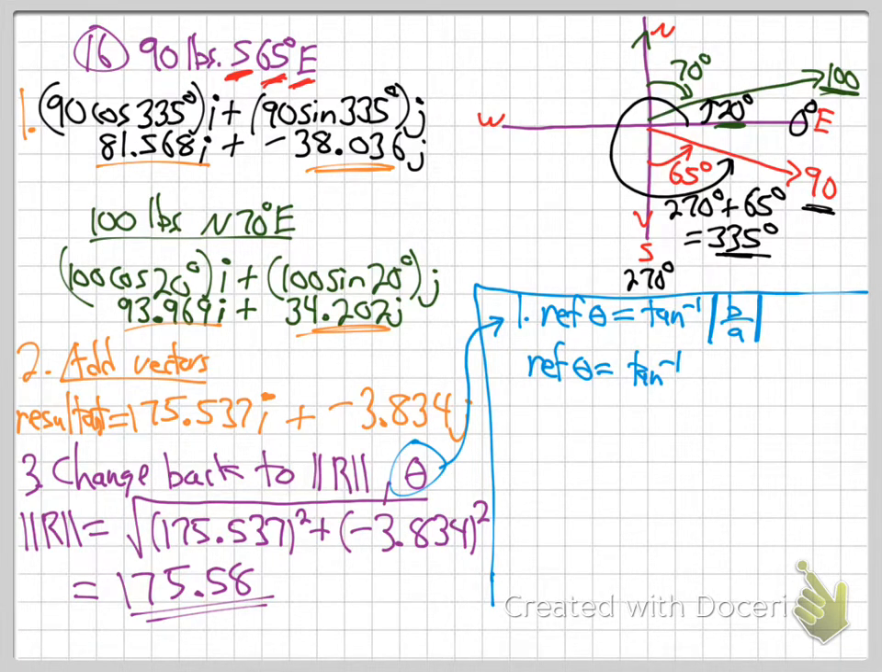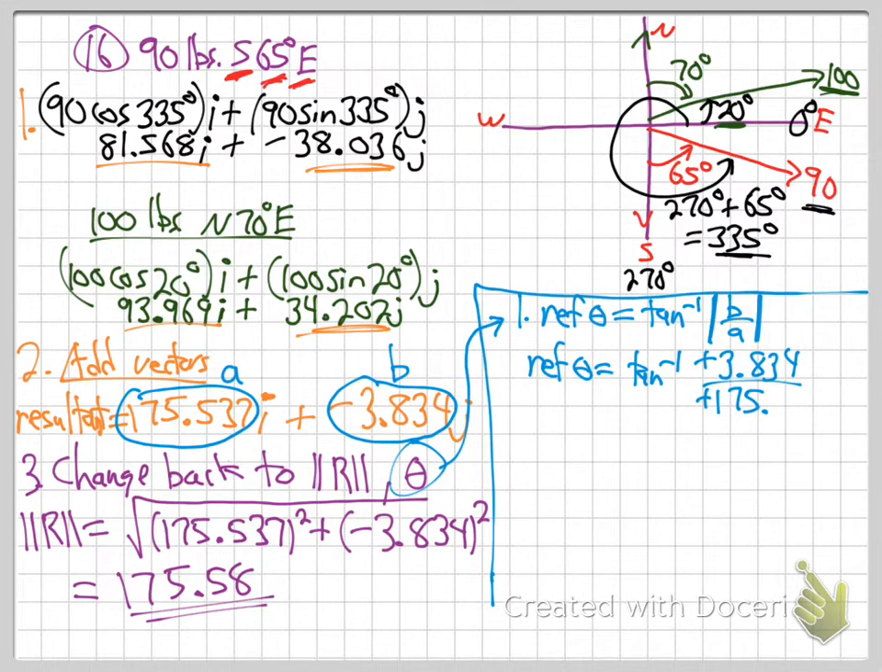So what's b and a? This is b, the number next to j, and this is a. A and b are next to i and j. So this would be positive 3.834 over positive 175.537. See how I made them positive? These absolute value signs made me make that negative right there into positive.